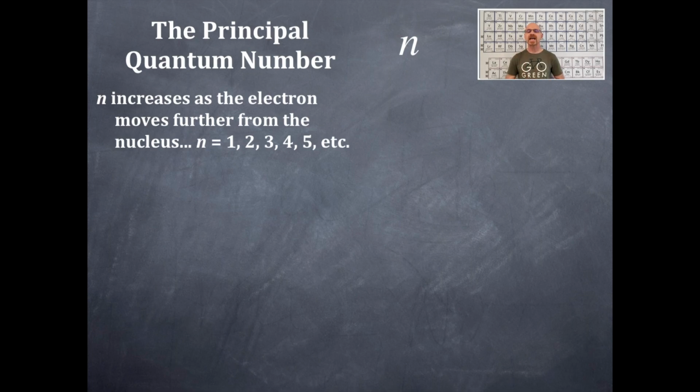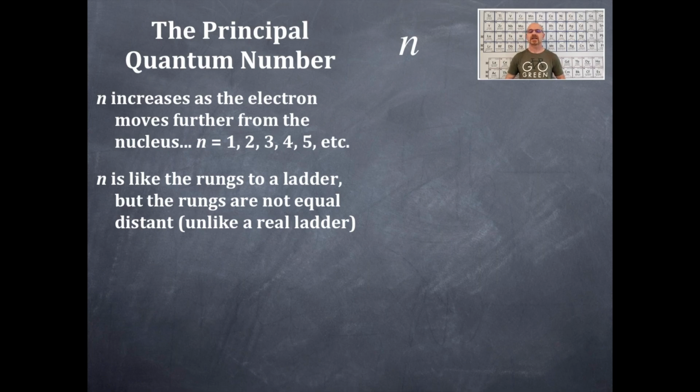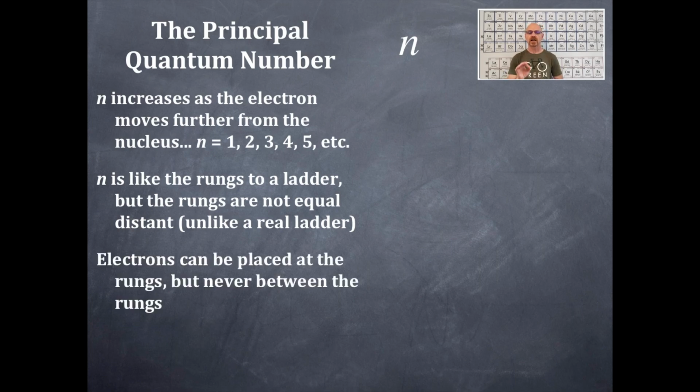As n increases, the electron moves further from the nucleus. So the closest n value to the nucleus is n of 1. The furthest is the largest n value, and they are positive whole number integers all the way up to infinity. n is like the rungs of a ladder, but the rungs are not equidistant, unlike a real ladder. Electrons can be placed at the rungs, but never in between the rungs of the ladder.